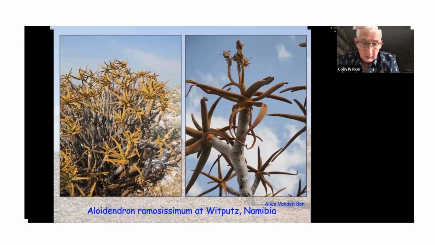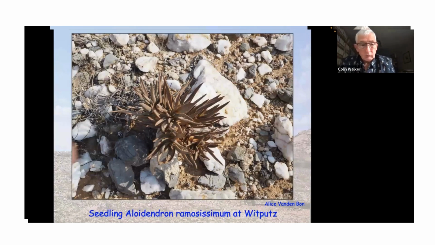At this locality, Whitputs, it was in fruit. And it was regenerating. So Alice and her colleagues actually found quite a few seedlings. So this species is threatened, but not as badly threatened as the next one I'm going to talk about. But it is recruiting new seedlings, which is good to know.